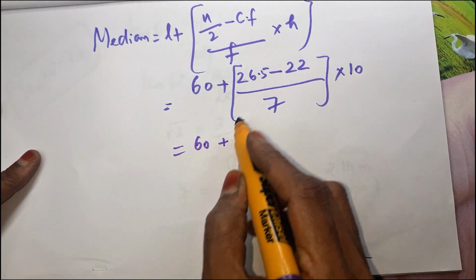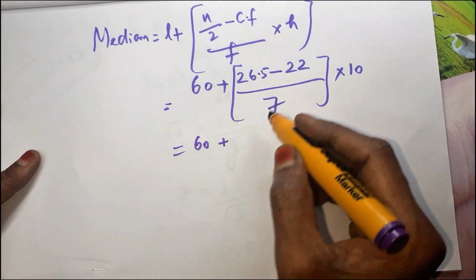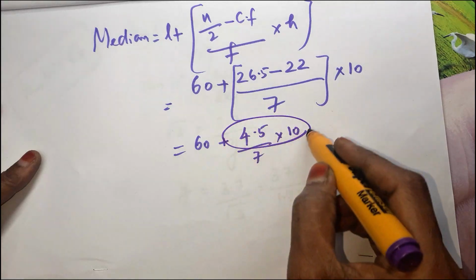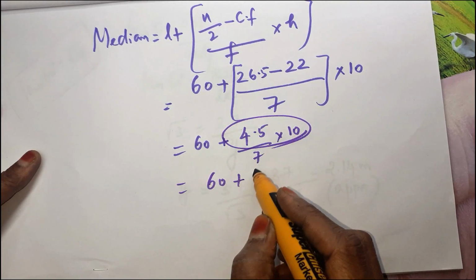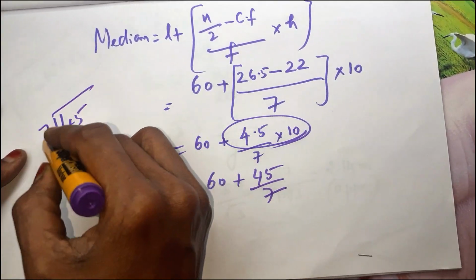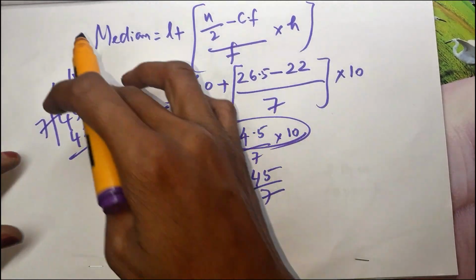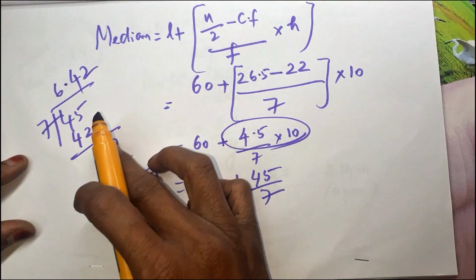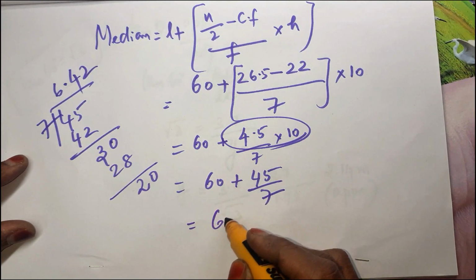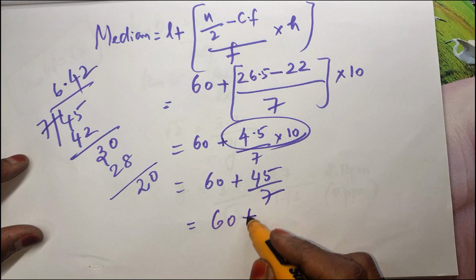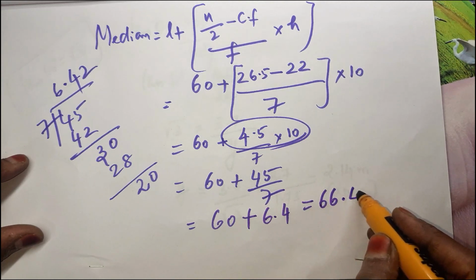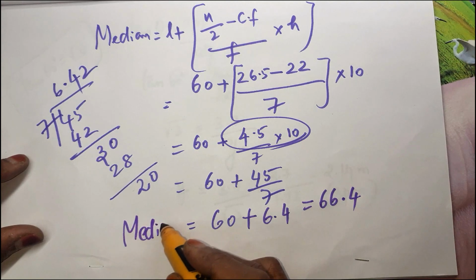So 60 plus, subtracting these two, 4.5 by 7 into 10. We can combine these two together. So 60 plus 45 by 7. When we divide 45 by 7, we are getting 6.42. So approximately we can take 6.4, or else you can take 6.42. So 60 plus 6.4 is equal to 66.4. This is our median.